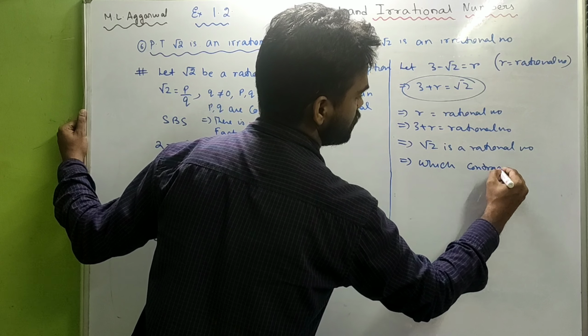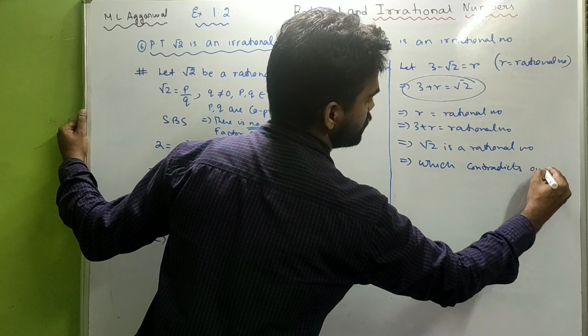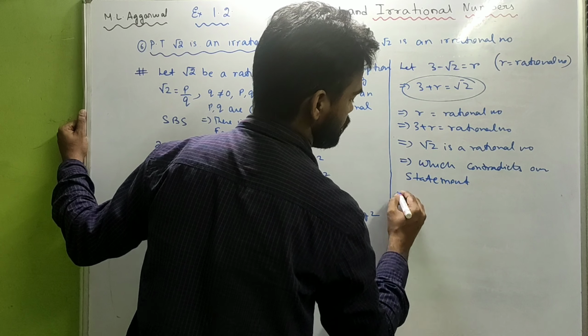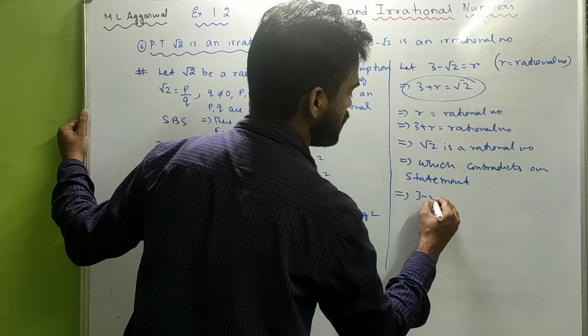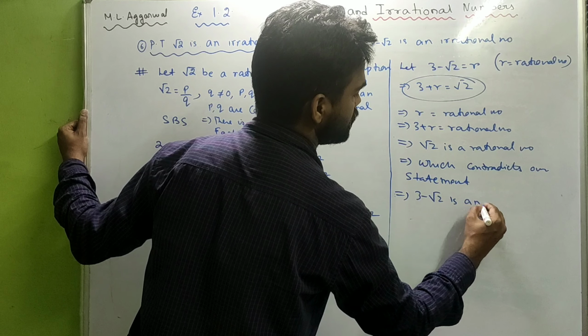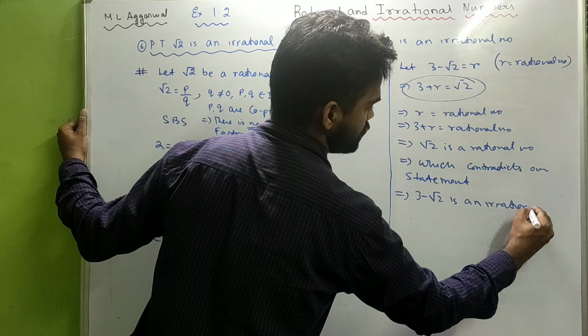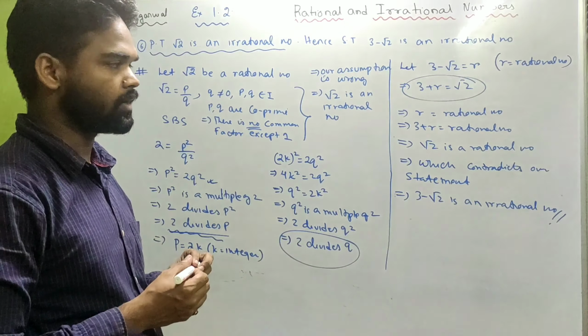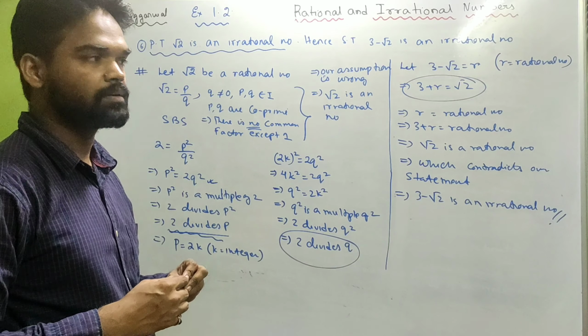Which contradicts our statement, isn't it? Which means 3 minus root 2 is an irrational number. Very simple. Clear? Now let us look at the next sum.